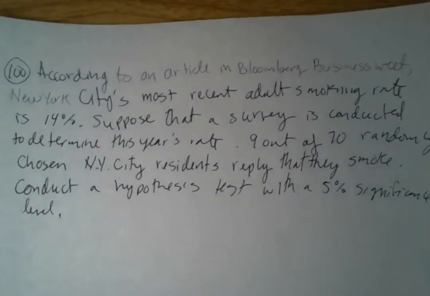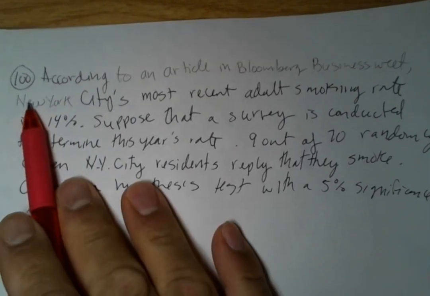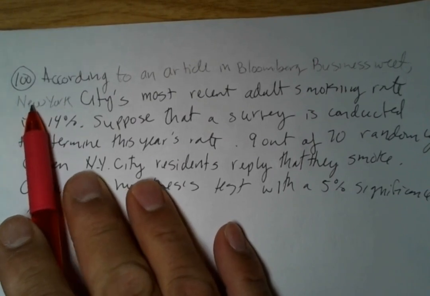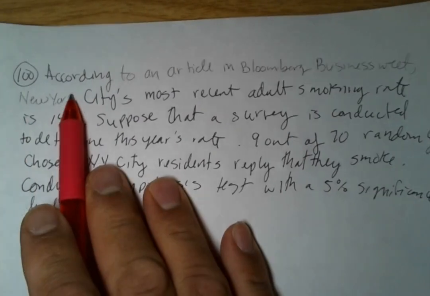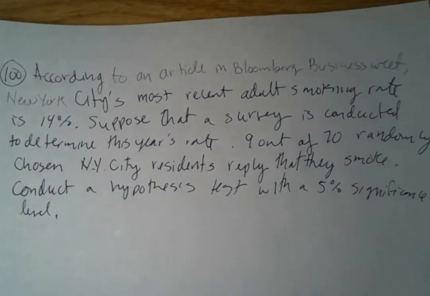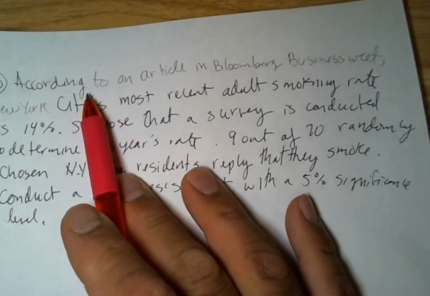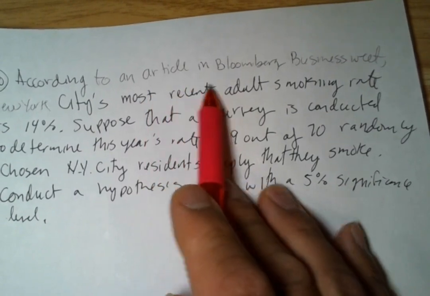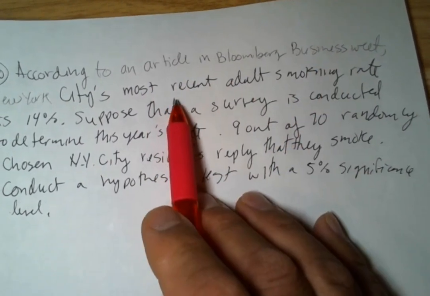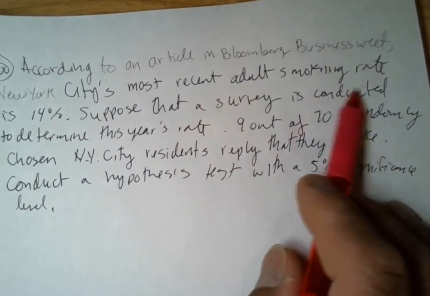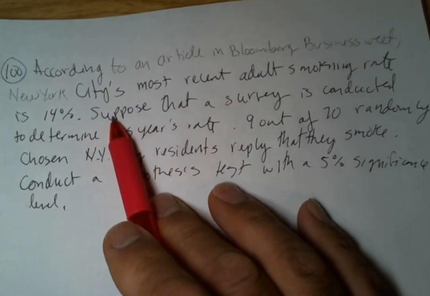Okay, so in this example, we're going to go over a proportion test. This is number 100 in our Collaborative Statistics textbook, in the hypothesis testing chapter. According to an article in Bloomberg Businessweek, New York City's most recent adult smoking rate is 14%.